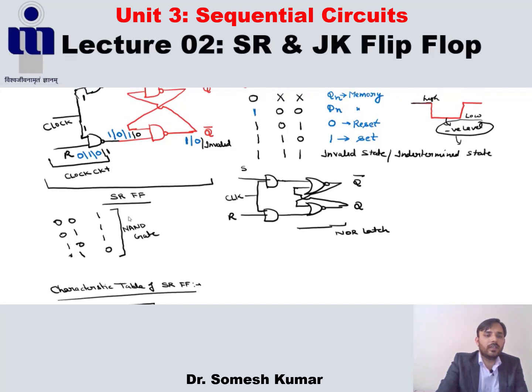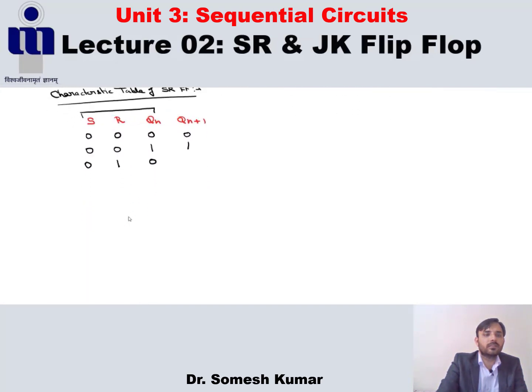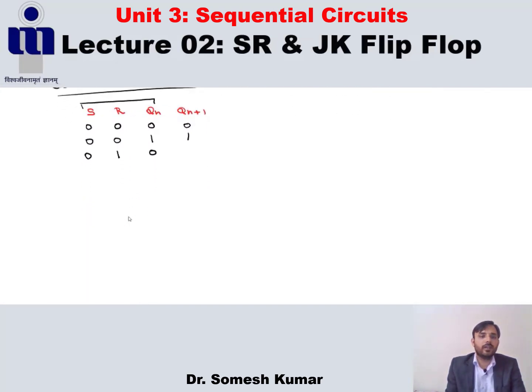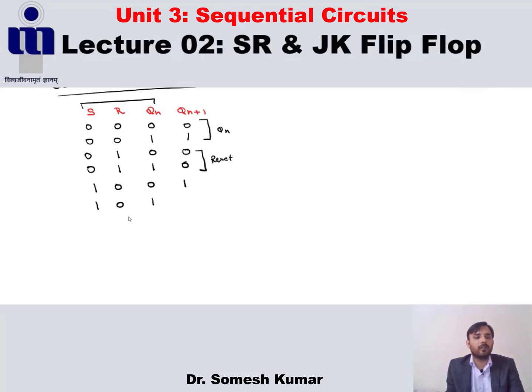Fine. So here Qn plus 1 becomes 0. Fine. And if this is 0, 1, and if this Qn is 1, then also it remains 0, means it is reset, it is Qn. Fine. In the next case, if S becomes 1, R becomes 0, then it becomes 1, 1, 0, 1, it is always 1. So all these Qn plus 1 values you can derive from the truth table of the SR flip-flop.